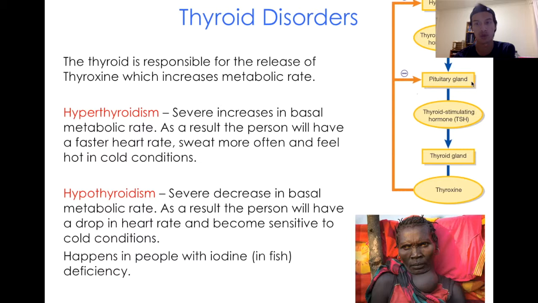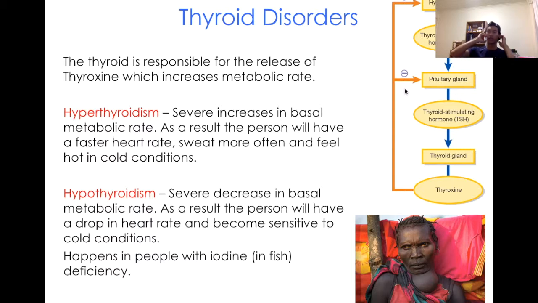So your thyroid is a gland, and your pituitary gland releases a particular hormone called thyroid stimulating hormone, or TSH. The TSH hormone causes your thyroid to release thyroxine. Thyroxine is a chemical, right? And thyroxine is the chemical that increases your cell's metabolic rate.